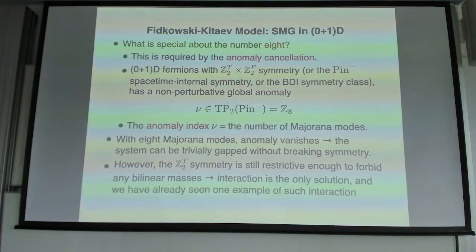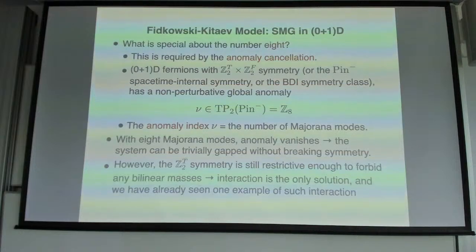It must be one of these, and the anomaly index actually counts the number of Majorana modes in your 0 plus 1D system. Because of this anomaly classification, you know that if the index is 8, meaning that you have 8 Majorana modes in your system, the anomaly is cancelled, and then that system is trivial. In terms of anomaly, it's trivial. So that's why with 8 Majorana modes, the anomaly vanishes, and the system can be trivially gapped without breaking any symmetry, specifically this P- symmetry.